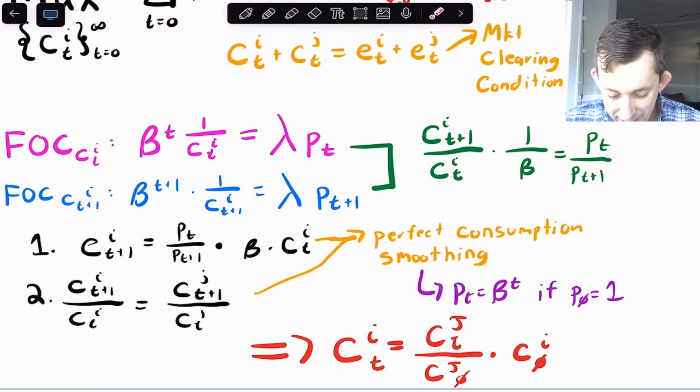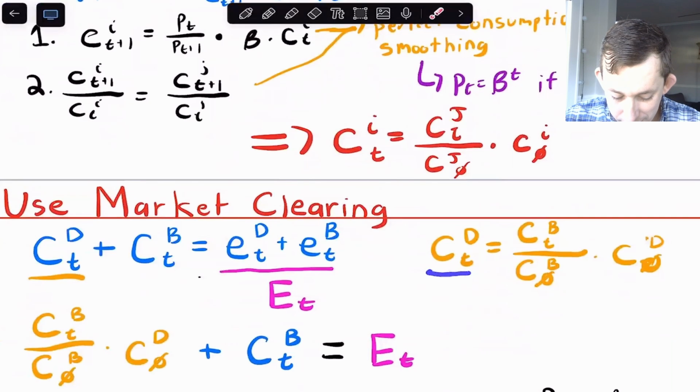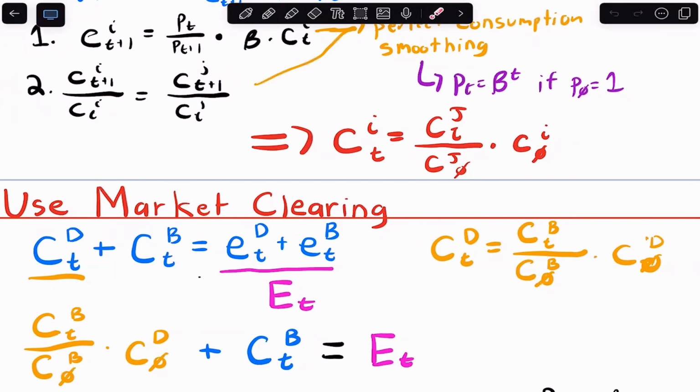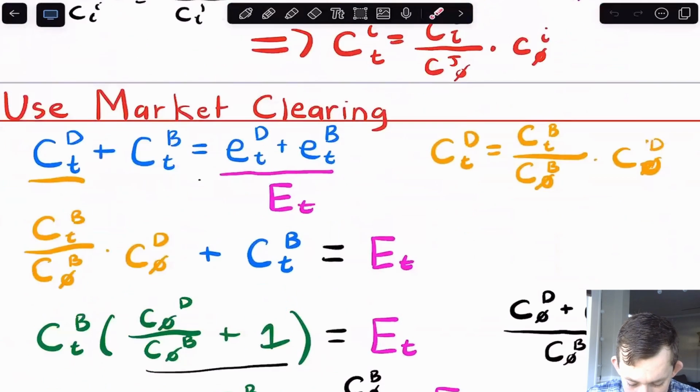So just to put that back in terms of Bill or Dave, we can say that the number of coconuts that Dave eats every day is just the ratio of how many coconuts Bill eats today compared to how many coconuts Bill eats in time 0, times how many coconuts Dave eats at time 0, so just that ratio. And so we're just going to use that to show that Bill consumes a constant share of the total endowment in each period, again with market clearing.